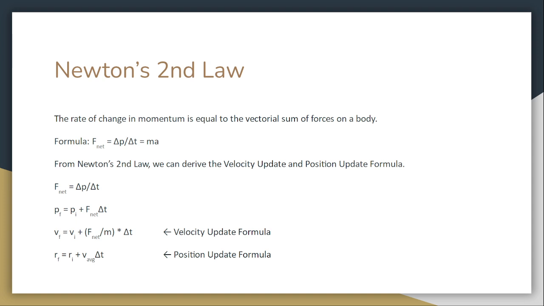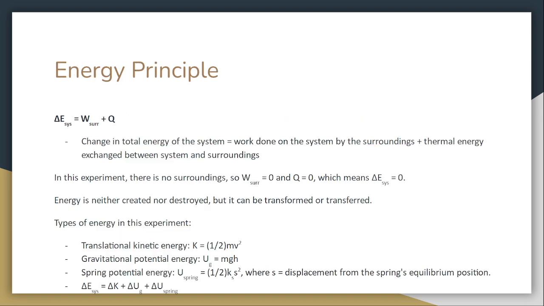Newton's second law states that the rate of change in momentum is equal to the vectorial sum of forces on a body. The formula is F net is equal to the change in momentum over change in time, and from Newton's second law, we can derive the velocity update and the position update formula.